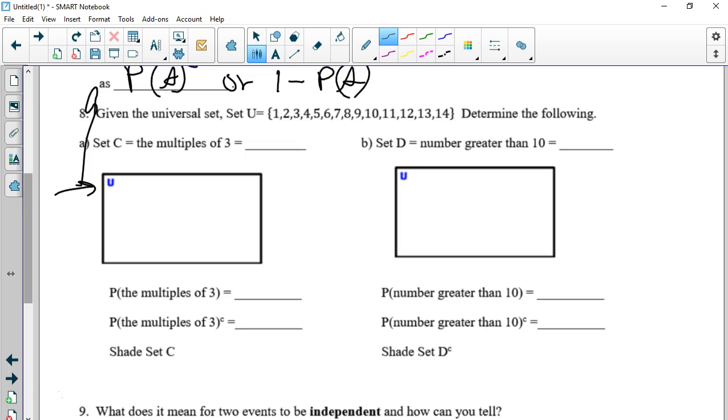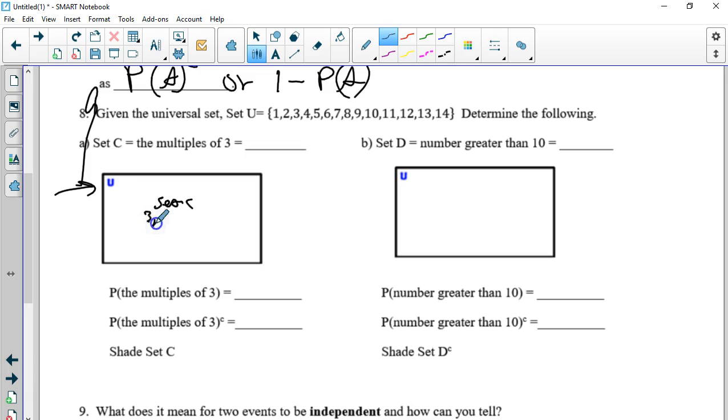There's a set C inside the box that are multiples of 3. So I'm just going to say set C. I'm going to put a circle, but I don't put the circle first. I don't know how big it's going to be. So I'm going to just draw some numbers there. So I'm going to look at my list, 1 through 14. I'm going to count by 3s.